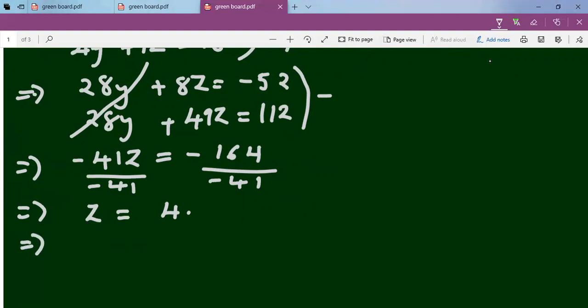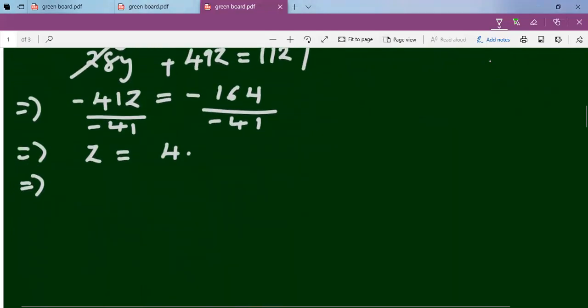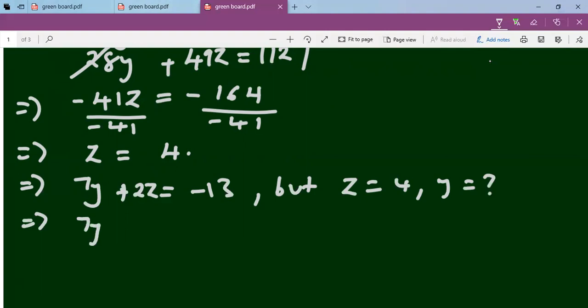So to find y, we can use one of the equations, the ones that we created. Maybe we can say equation 1. All right, and equation 1 is 7y plus 2z is equal to negative 13. That is our first equation. But z is equal to 4. Then what is y? It's what we want to find. So we'll say 7y plus 2, z is 4, is equal to negative 13.